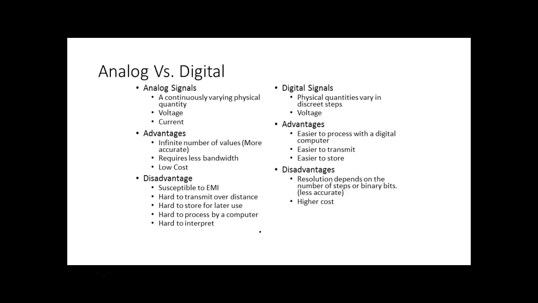Hard to process by computers. Computers are not analog devices. They are digital devices. All they understand is ones and zeros. And we have to represent those ones and zeros with an electrical quantity. What's the most predominant method of representing digital?